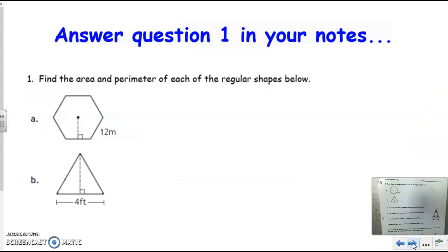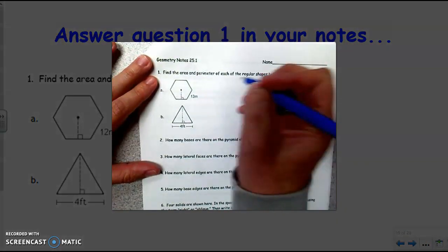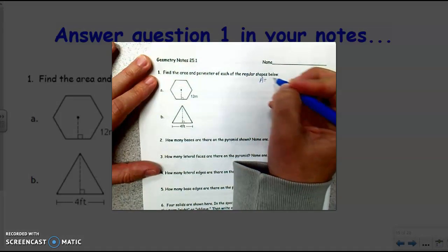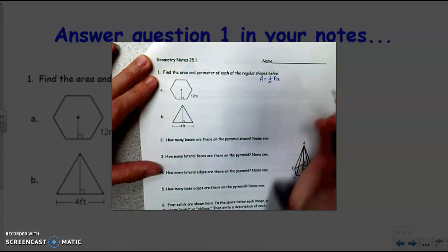Okay, so for question number 1, it says to find the area and perimeter of each regular shape below. So we're going to have to use the formulas for area of a regular polygon, which is what we have for A. And if you'll remember, the area is 1/2 the perimeter times the apothem.